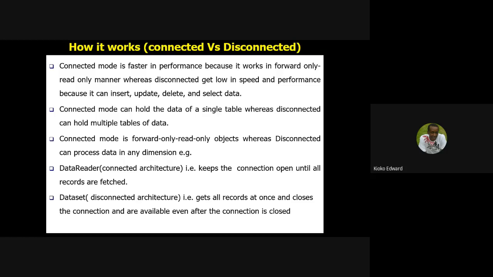Most of them, from what I know, apply the connected architecture. First, you have to open the connection. Then after you open the connection, you can fetch the records. But in .NET, this dataset component enables you to read the records from the dataset instead of from the actual database. I'm not aware of any other framework or architecture that applies this.